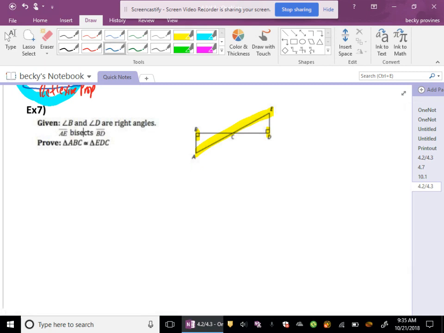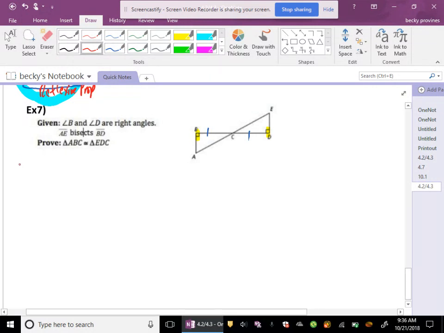Now, a lot of people get confused because they think everything's just being cut in half. Well, A to E is like the scissors. It's cutting the other segment. So the only thing that's congruent is B to C and C to D. So the segment A to E, we don't know anything about it. We just know it cuts it.